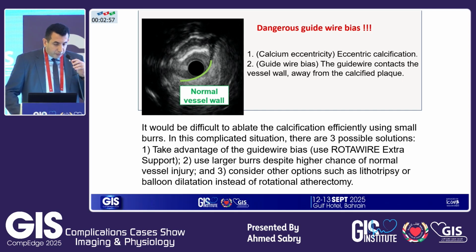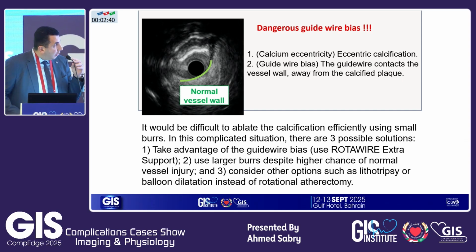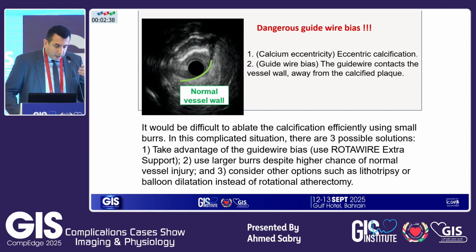Take advantage of the guide wire bias by using Rota extra support, or use a large burr despite a higher chance of vessel injury, or consider other options of calcium modification like lithotripsy, IVL, or orbital atherectomy.